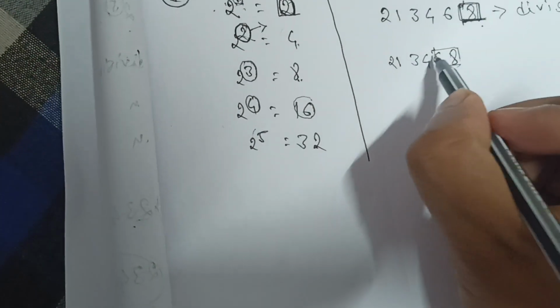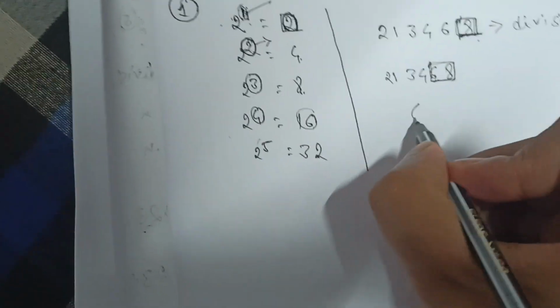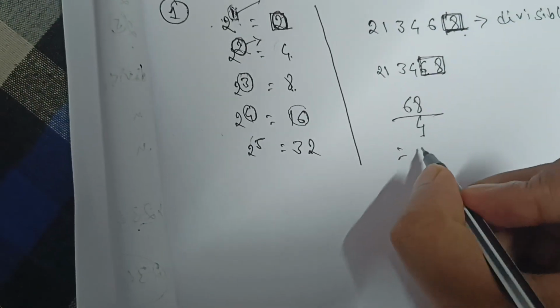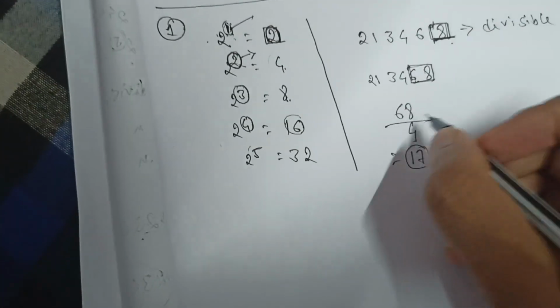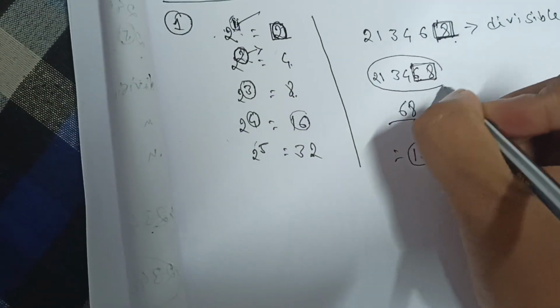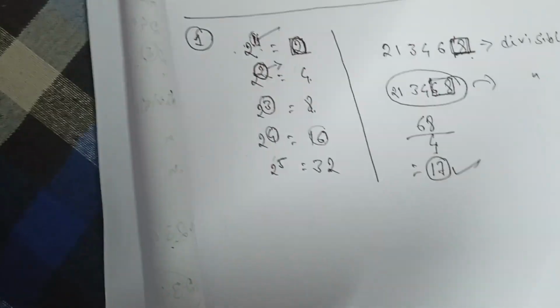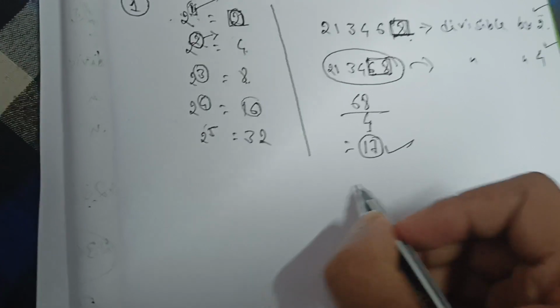So the last 2 digits are 68. If I divide 68 by 4, 4 ones are 4, 4 sevens are 28. So 68 is totally divisible by 4. Then we can say that the total number is also divisible by 4. Okay, fine.